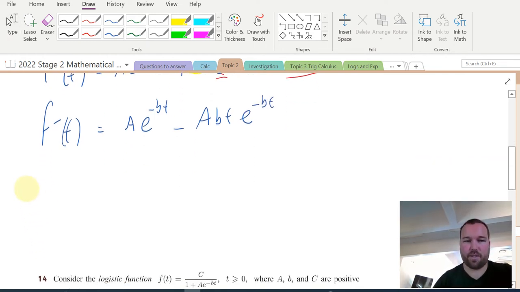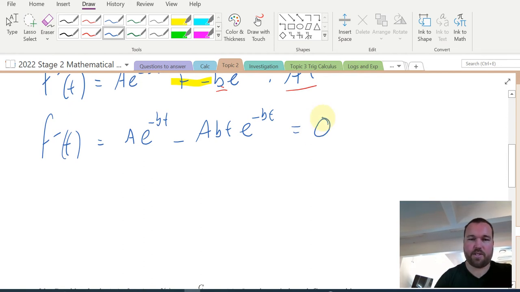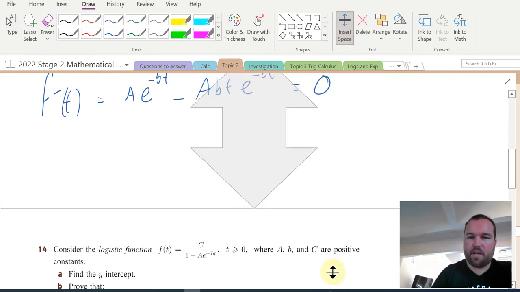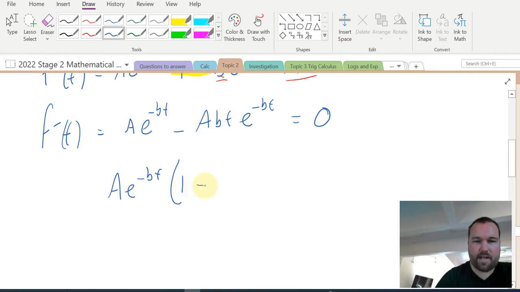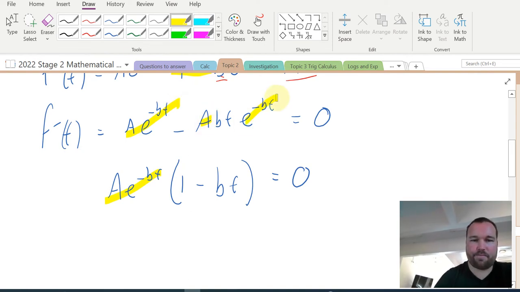We then wanted to set it equal to 0. So setting all of that equal to 0. It's a bit ugly doing it that way, but we'll get away with it. Alright, in any of these, we should be looking to take out a common factor. Now, the highest common factor is a e to the minus bt, which leaves us with 1 take bt equals 0, because that is that and that. So we pull it out the front, and what we're left with is a 1 as a placeholder here, and then we've got the bt left over there.